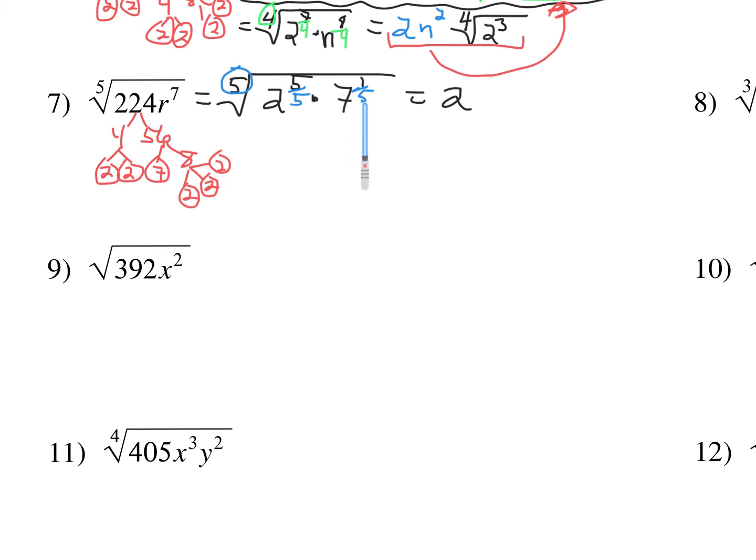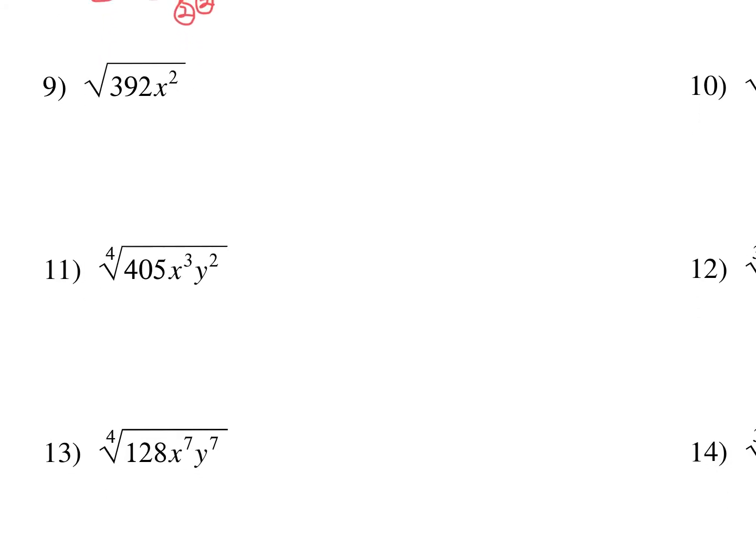Then the 5 doesn't go into the 7 at all, so no 7's come out, and this is the only 7 that remains. So you do have a fifth root of 7 underneath, because we have nothing to match it with for a fifth root. That's your simplified version of that one. All right, so now I want you to try number 9 on your own, including the variable. Pause the video, try number 9, and then restart the video.